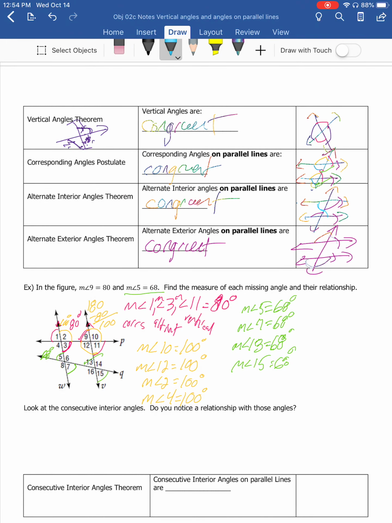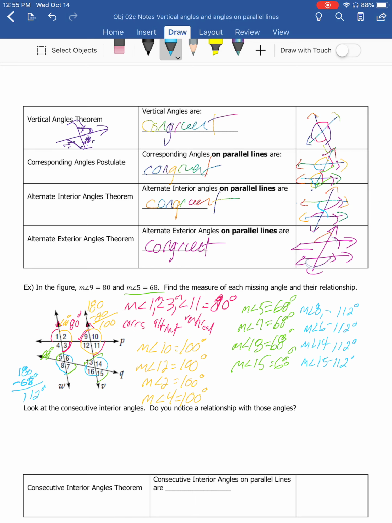And so knowing that, the measure of angle 8 is going to be 180 minus 68, which is 112 degrees. So I'm just going to highlight in blue all of the angles that are 112. So I know the measure of angle 8, the measure of angle 6, the measure of angle 14, and the measure of angle 15 are all going to be 112 degrees because of all of those relationships.